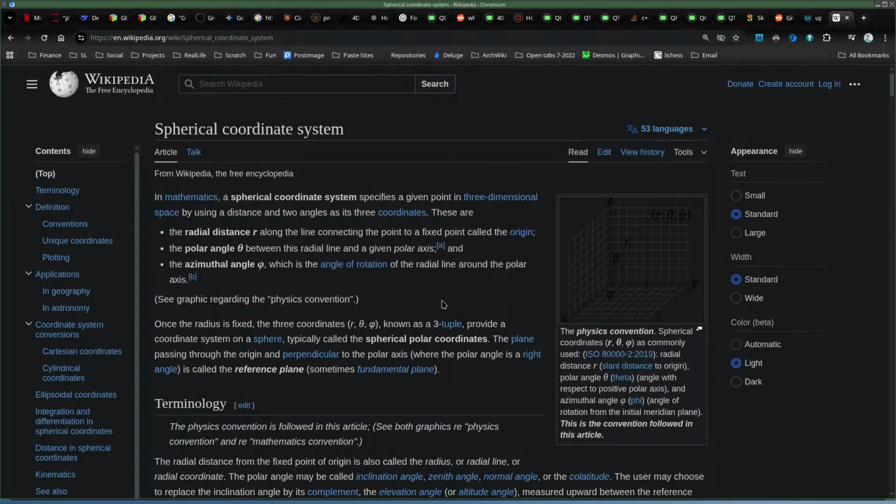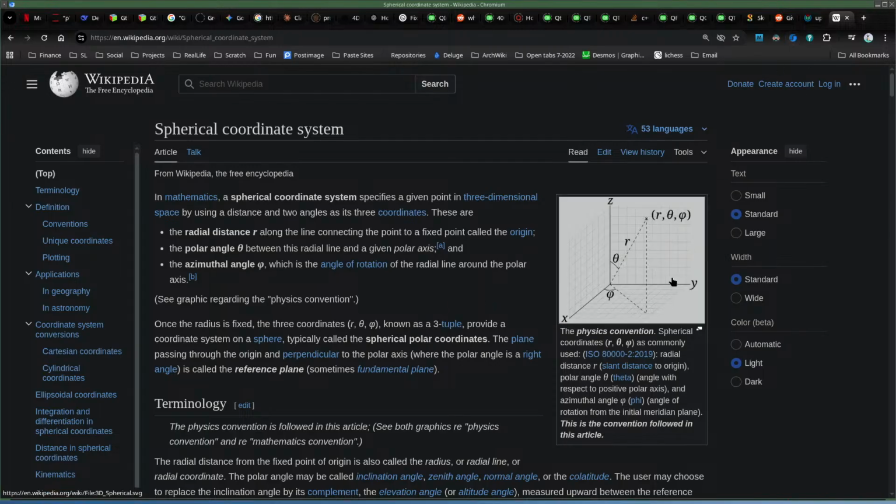spherical coordinates. Theta is relative to the x-axis. This is phi. To do theta first, I guess.